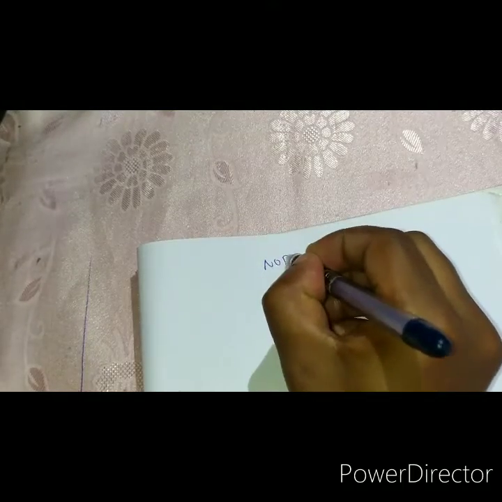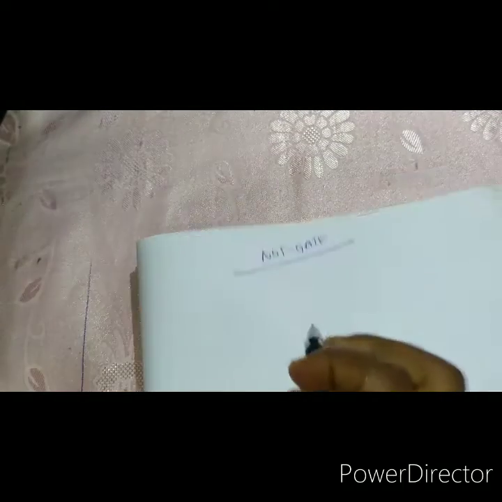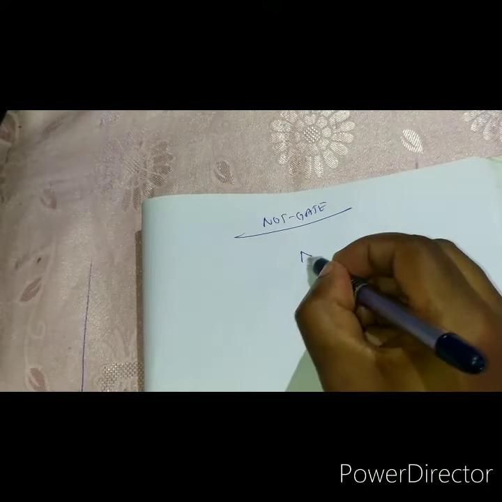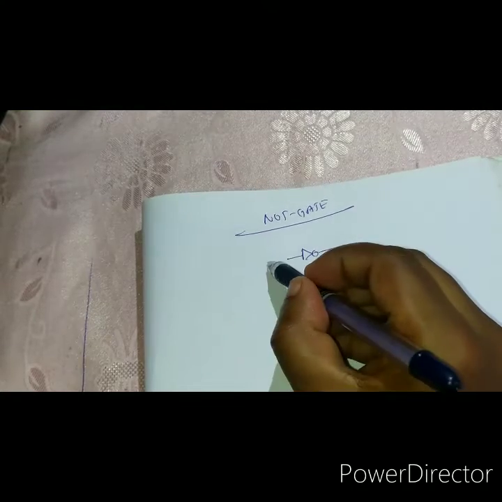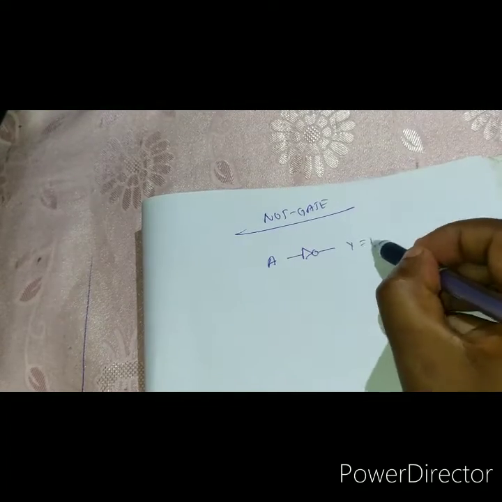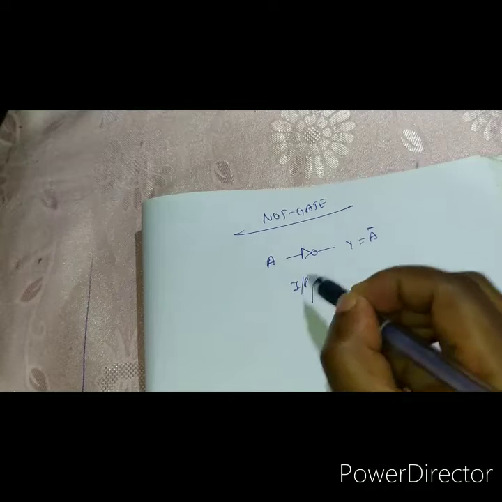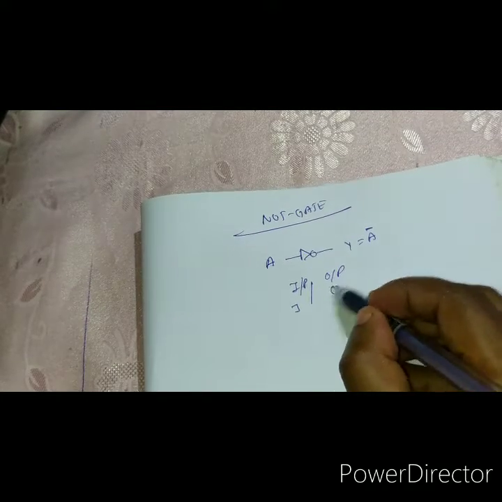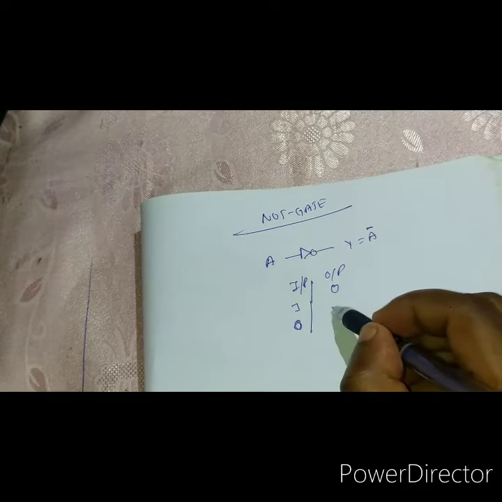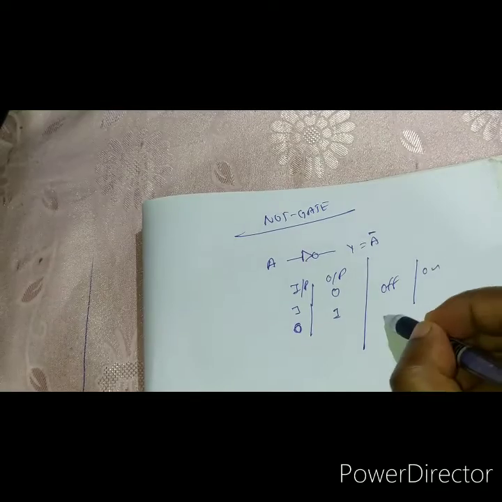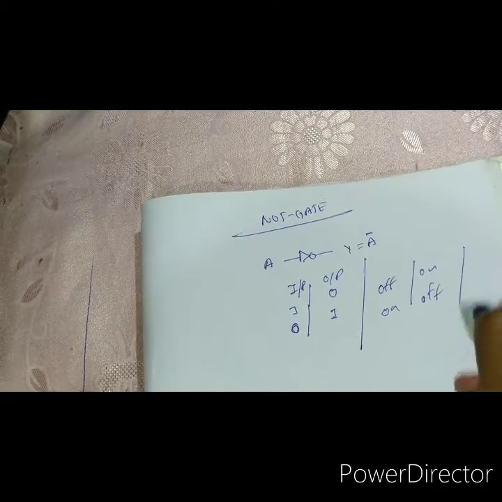Now let us see the NOT gate. The NOT gate is going to provide the complement output for the input. Suppose the input is A, then the output will be its complement, that is A bar. For example, if we provide the input as 1 we get the output as 0. Suppose the input is 0, the output will be 1. Similarly, if it is off, it will give on. Suppose it is on, it will give off output.